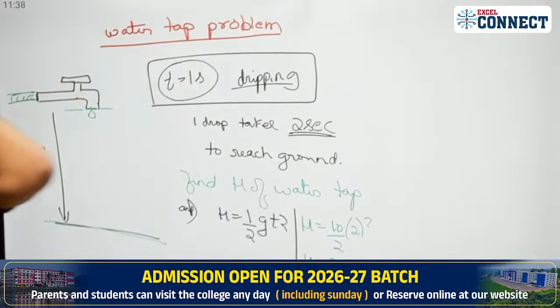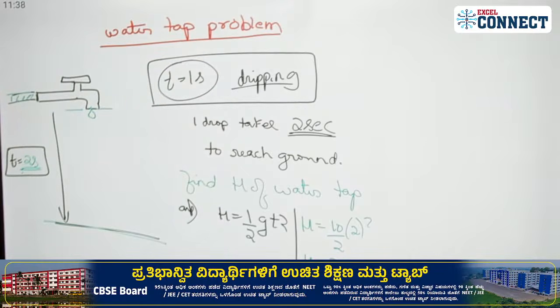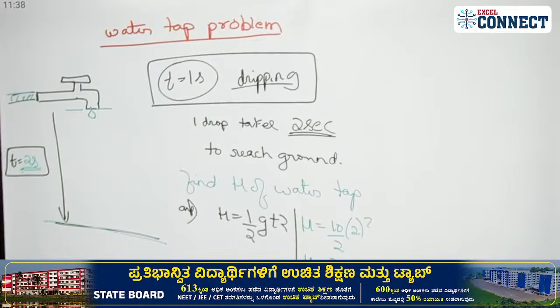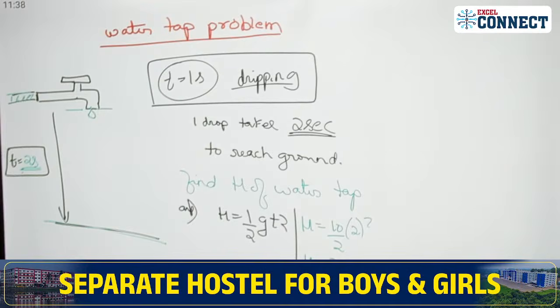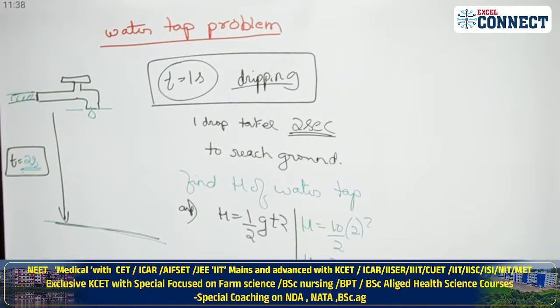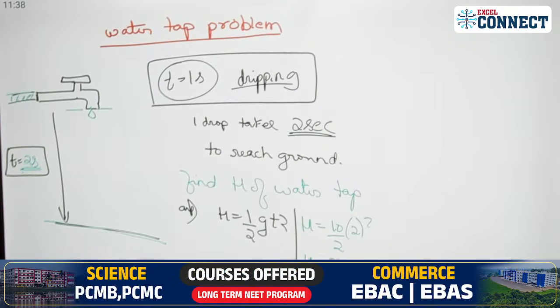Height of the water tap will be 20 meter. Practically the height will be very, very less, so this is just an example. So the height of the water tap is 20 meter.